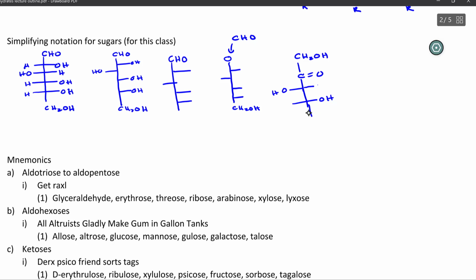Part of the reason I'm messing it up is because I'm not used to actually drawing the whole thing out all the time. So let's make sure I got 6 carbons here, but this should be fructose. So 1, 2, 3, 4, 5, 6. Yeah, so that's fructose.